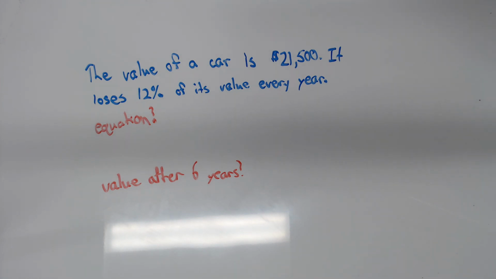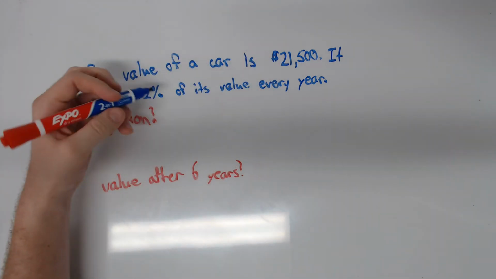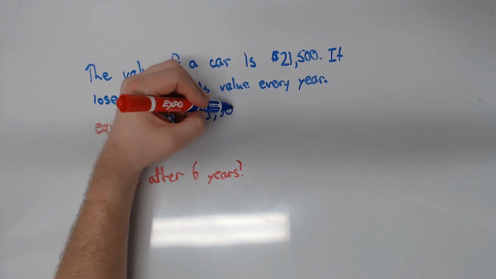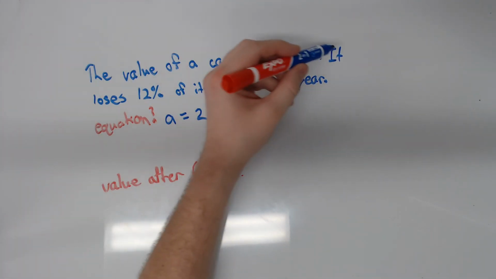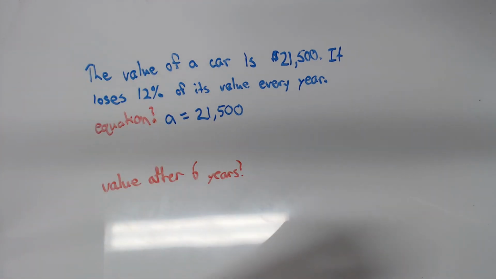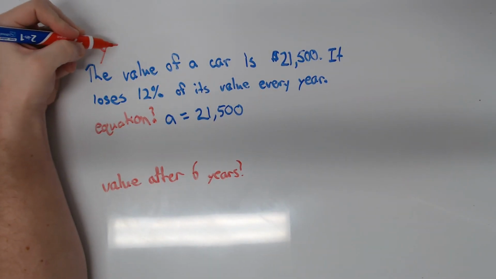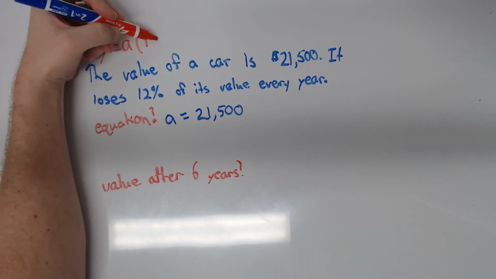We've got another problem here. Value of a car is $21,500. That's going to be our A value. That's what the car starts at. It loses, so we know we're using a decay function because we're losing value. So let's write that one up here. This time it's 1 minus R.